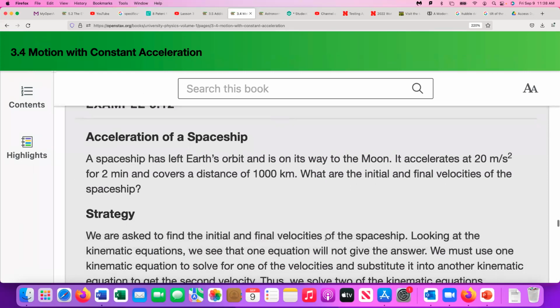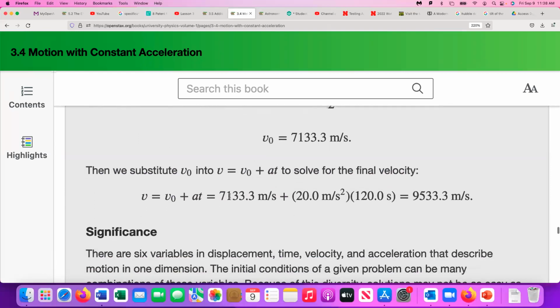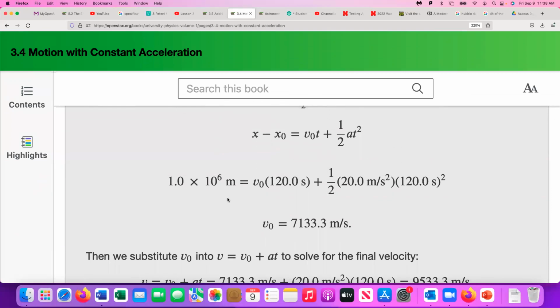Here we're going to do an acceleration of a spaceship. They tell us the acceleration, they tell us the time, they tell us the distance. Once again, we're going to use that same equation, but this time we're going to calculate the initial velocity using all the information they gave.